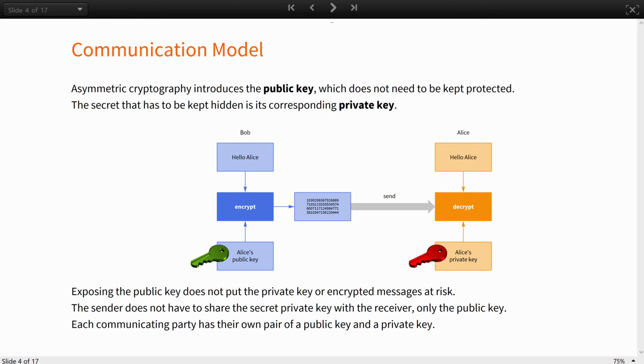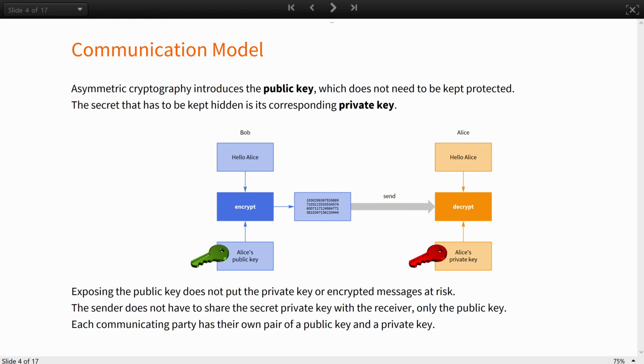Symmetric cryptosystems use one key to encrypt and decrypt traffic between two parties. An asymmetric cryptosystem instead deals with two keys per communicating party. Asymmetric cryptography introduces the concept of a public key, which, as its name suggests, does not need to be kept protected and may be shared with other parties over any open channel or even posted freely on your website. The secret has to be kept hidden as its corresponding private key. Exposing the public key does not put the private key or encrypted messages at risk.